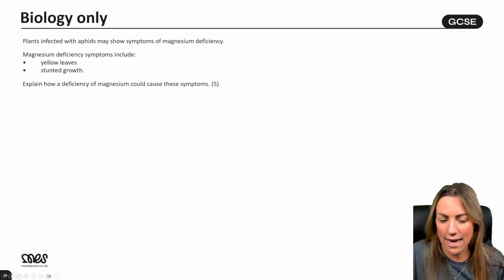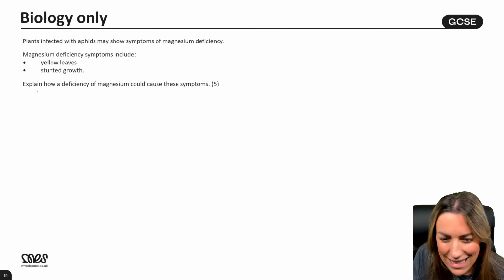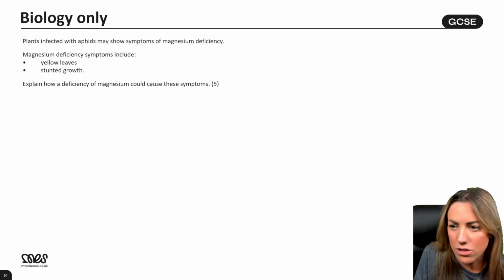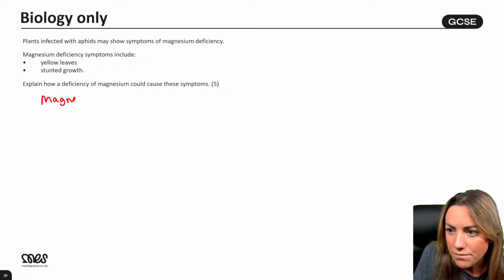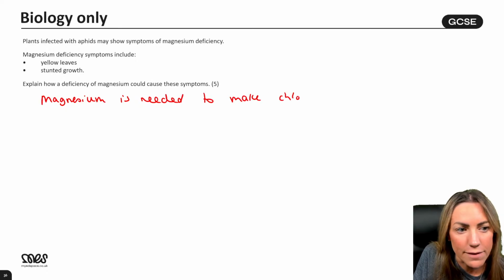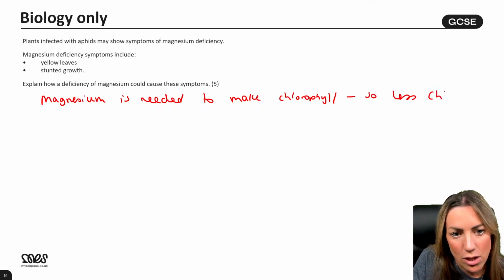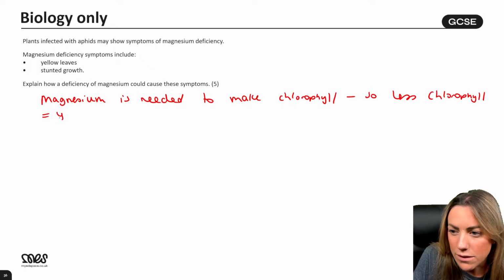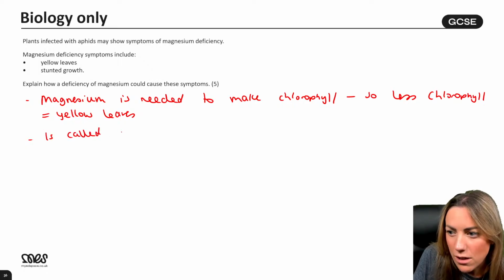Right, lots of us are saying yellow leaves is called chlorosis. Can we explain that a little bit more, please? Magnesium is needed to make chlorophyll. So less chlorophyll equals yellow leaves. And this is called chlorosis, which is a term that you should know.